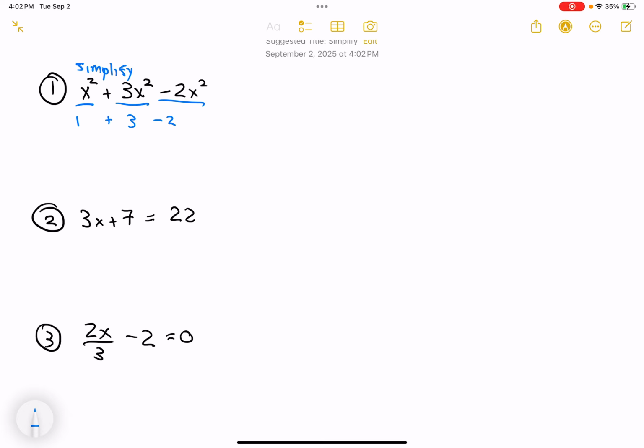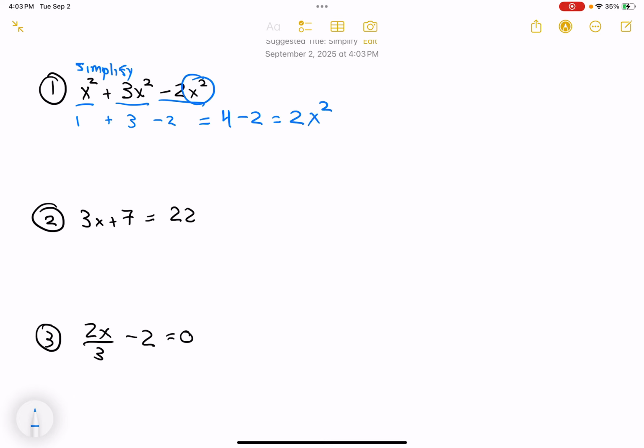You should remember that when you have a variable to a power, it's its own thing. x squared is not the same as x. It's not the same as x cubed. They're all different. So what I like to do is add and subtract the values first, and then just put the x squared at the end. So 1 plus 3 is 4, minus 2, which equals 2. So it's 2 what? Well, it's 2x squareds.